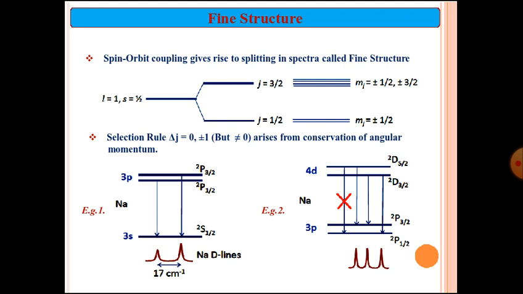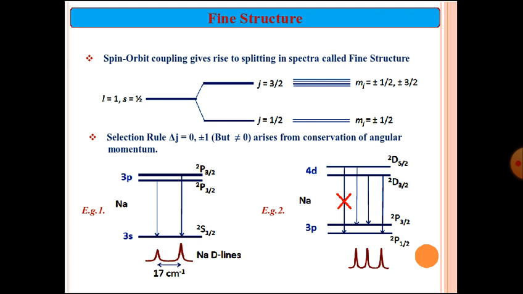Here L equal to 1, S equal to 1 by 2. This is split up. We know already J equal to L plus S. So J equal to 1 plus 1 by 2, that is 3 by 2. Similarly for negative direction, meaning minus 1 by 2, J equal to 1 minus 1 by 2, here 1 by 2. These will be split up: for J equal to 3 by 2, Mj equal to plus or minus 1 by 2, plus or minus 3 by 2. For J equal to 1 by 2, Mj equal to plus or minus 1 by 2.